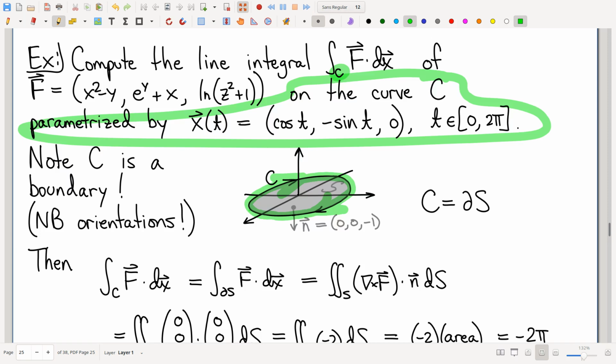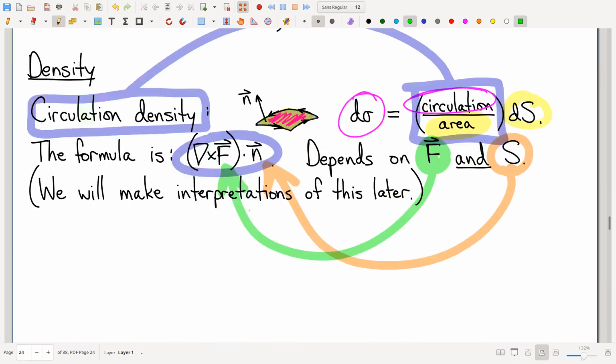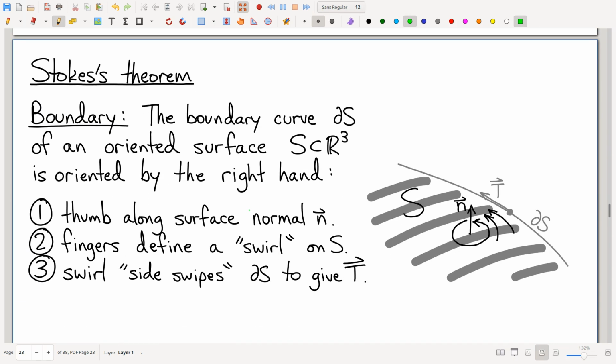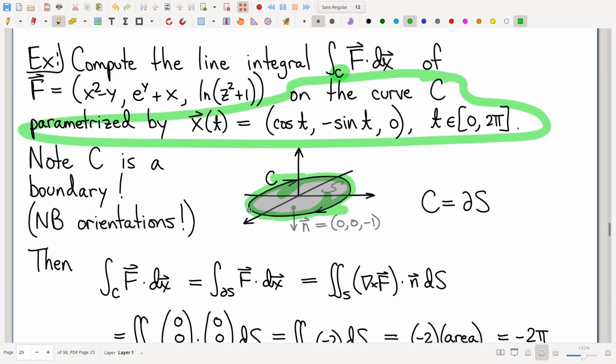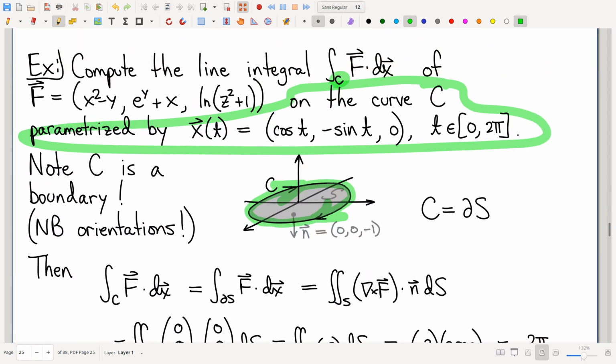So is this a boundary? A lot of students get this wrong. A lot of students think, isn't it always supposed to be counterclockwise or whatever, right? First of all, no, that's not the rule. The rule about orientations and boundaries is what we have here. It's this business about thumbs and swirls of your right hand, right? Thumbs and swirls.